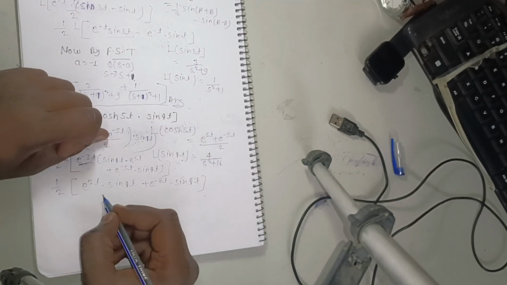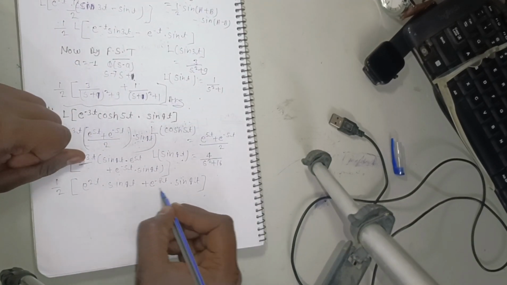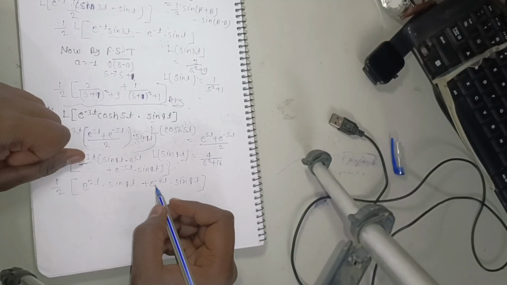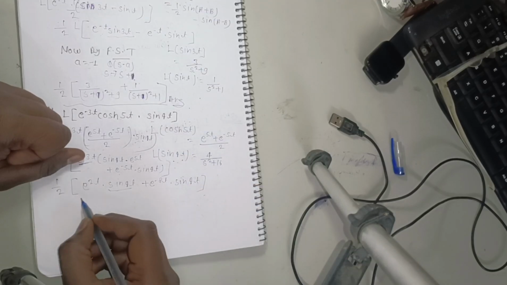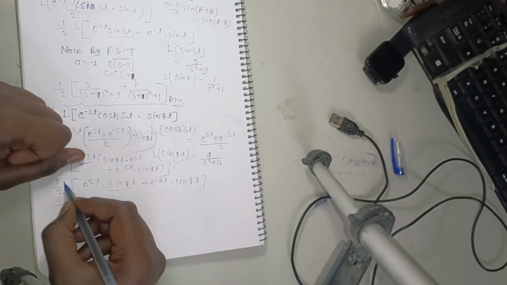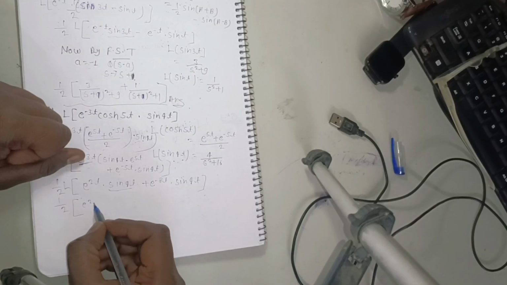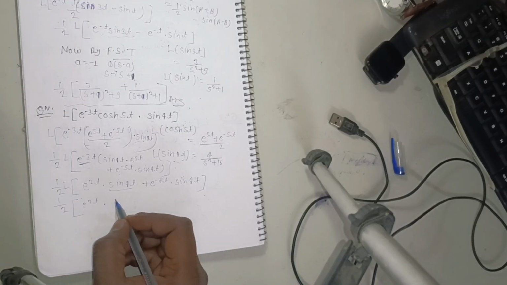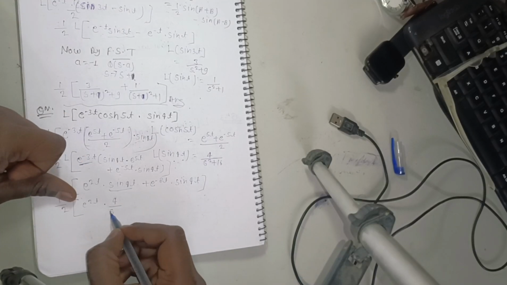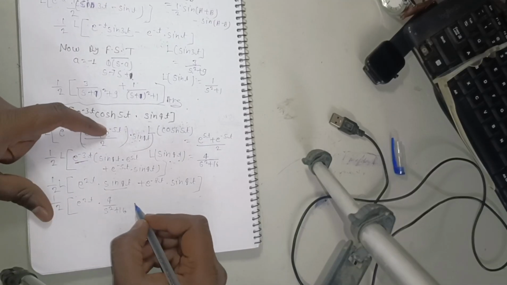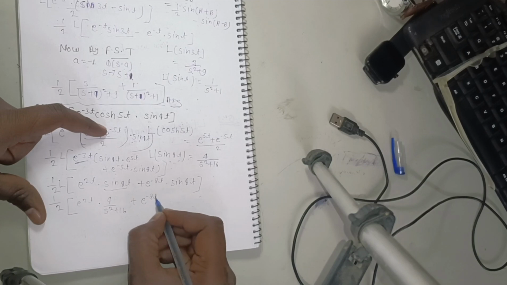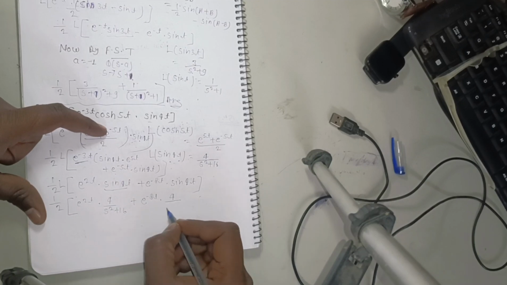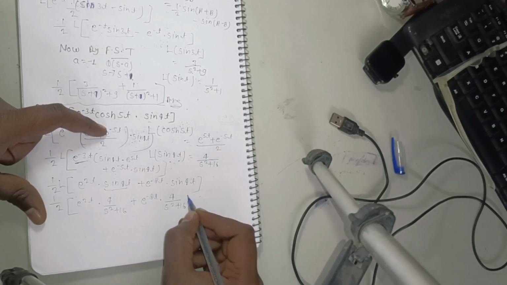I'm sorry. So let's begin. Yes. So I have already found the Laplace of sine 4t, so now I will simply put the value. So 1 upon 2 Laplace of 1 upon 2, e to the power 2t into 4 upon s square plus 16, plus e to the power minus 8t into 4 upon s square plus 16.